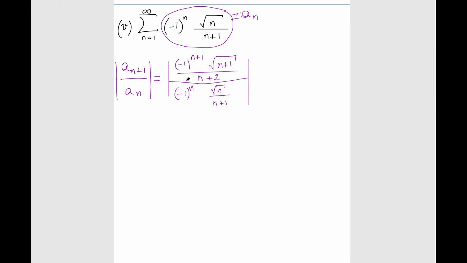And (-1)^(n+1) divided by (-1)^n with the absolute value is gone. No more of these guys, the minus signs. And then we only have the other pieces, which are all positive. So we get square root of n+1 over n+2 times n+1 over square root of n, which goes to 1 as n goes to infinity. So the limit of the absolute value of this ratio goes to 1, and as such, the ratio test doesn't tell us anything. It's inconclusive, right? Remember the comment after the test?